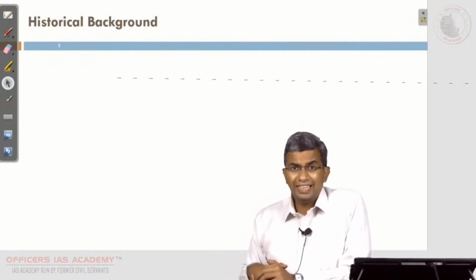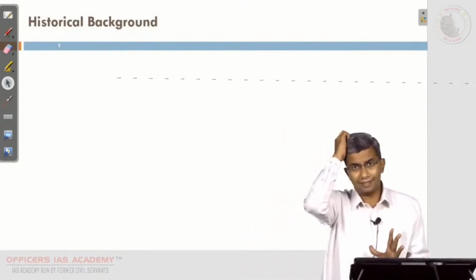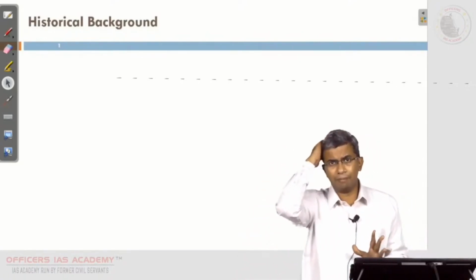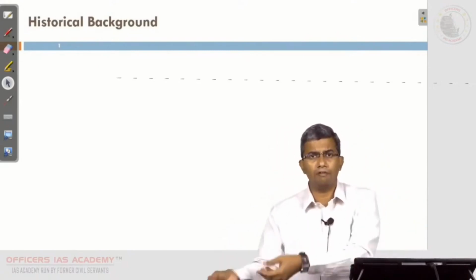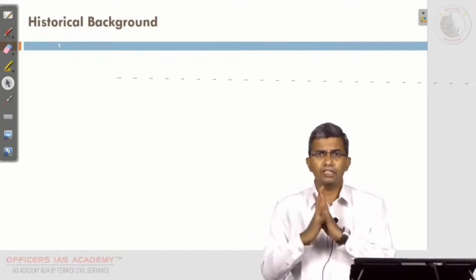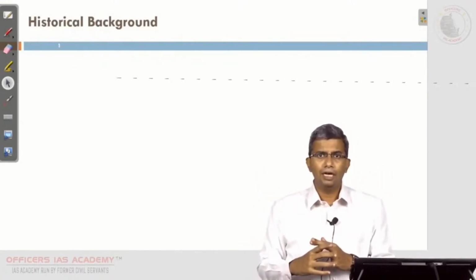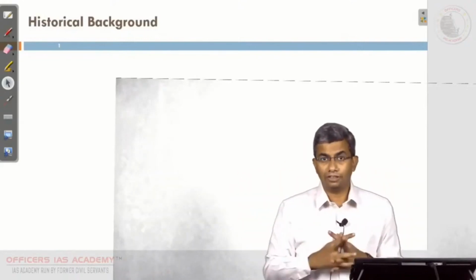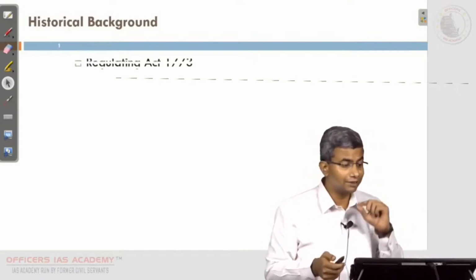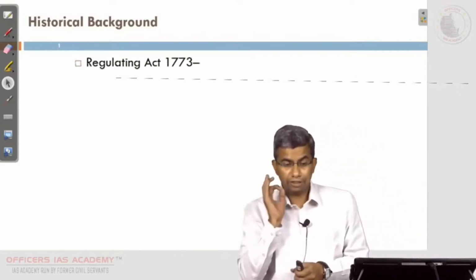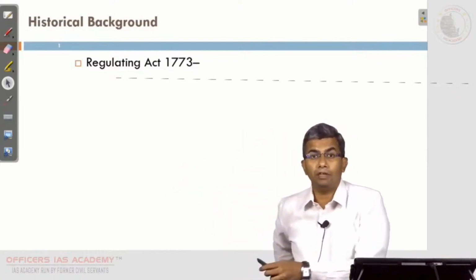So till 1773, there was no act. The East India Company is like any other company. Today you have Reliance, you have Tatas, you have Birlas, you have Ambanis, you have Adanis, TVS Group. So like any other company, it had its board of directors and they were taking all the decisions. But then in 1773, what happened? The first act of the British for regulating the affairs of the East India Company was enacted.